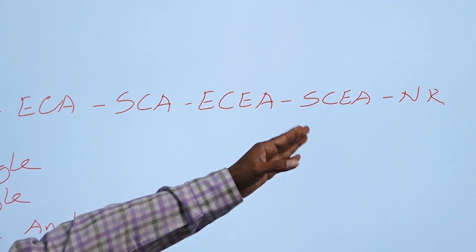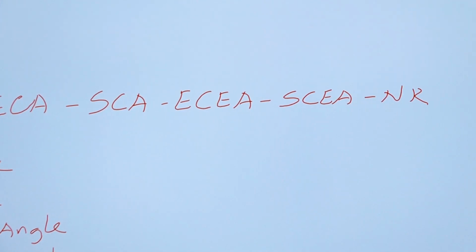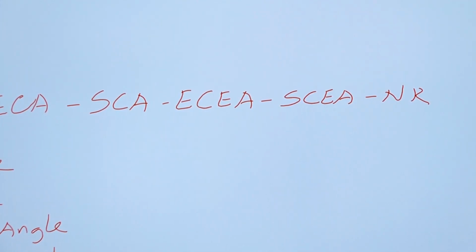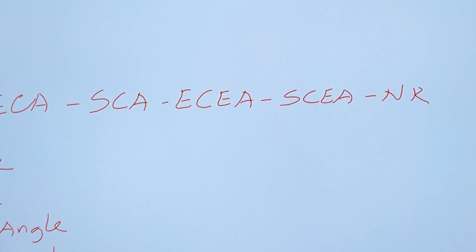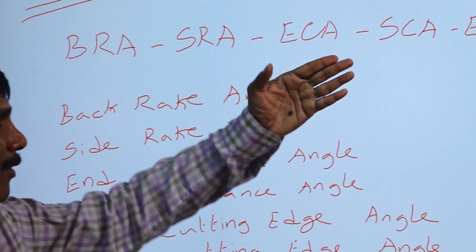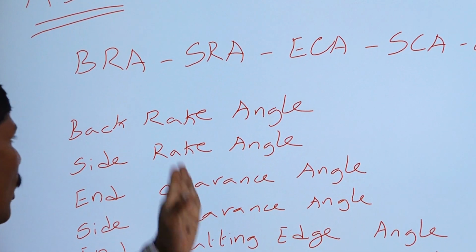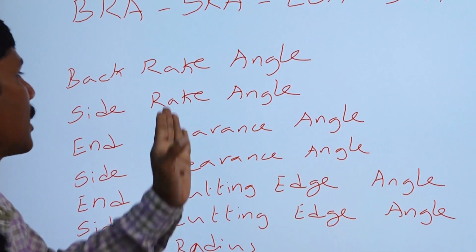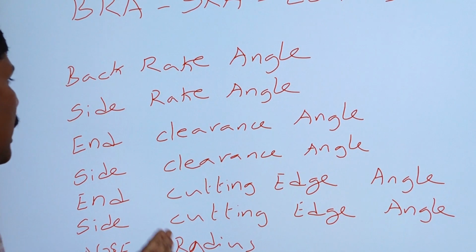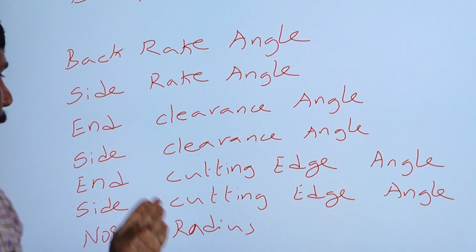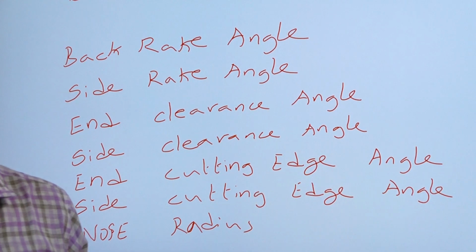The seventh, the last term, is very significant and is expected in most exams: the nose radius. So the seventh letter is the nose radius. From the 7 letters, we have to find these angles: back rake angle, side rake angle, end clearance angle, side clearance angle, end cutting edge angle, side cutting edge angle, and nose radius.